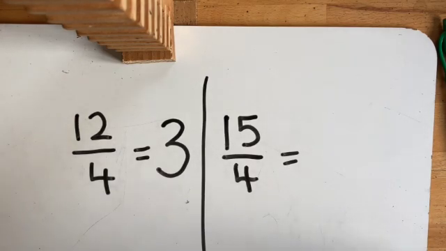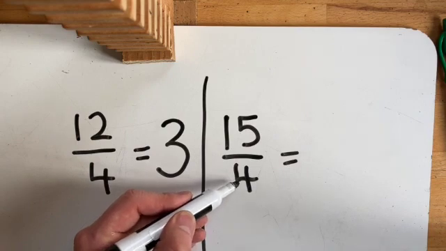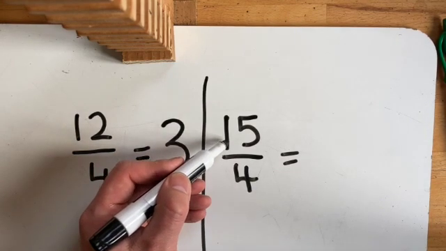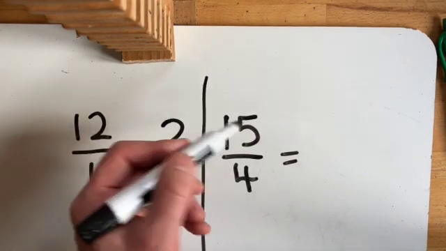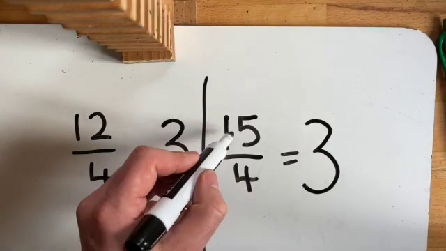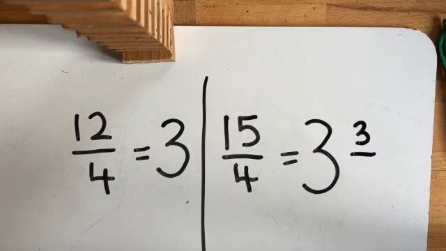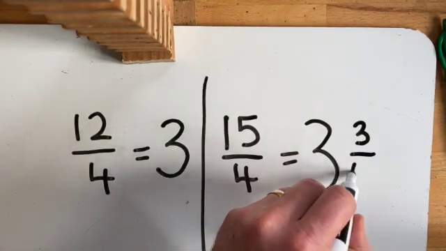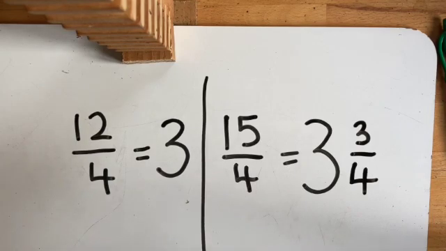Okay, so we've got 15 quarters. Again, we think, how many quarters make 1 whole? 4. So we're going to divide our 15 into 4s. 15 divided by 4 is 3. 3 fours make 12, so we've got 3 left over. And 3 what? Well, they're quarters, 3 quarters. So we've got 3 and 3/4 is equivalent to 15/4.